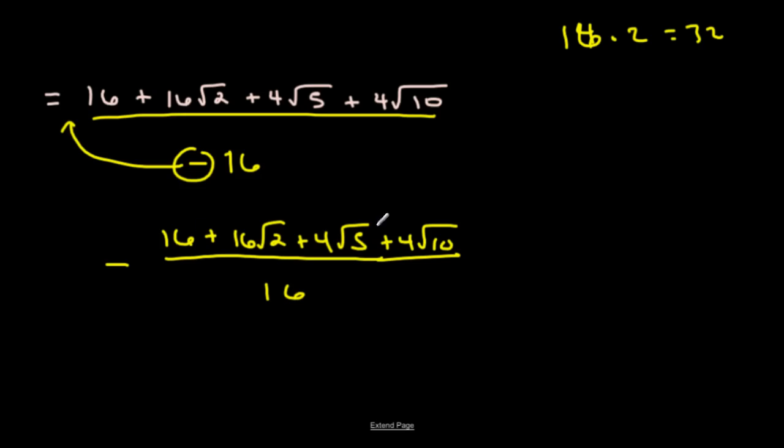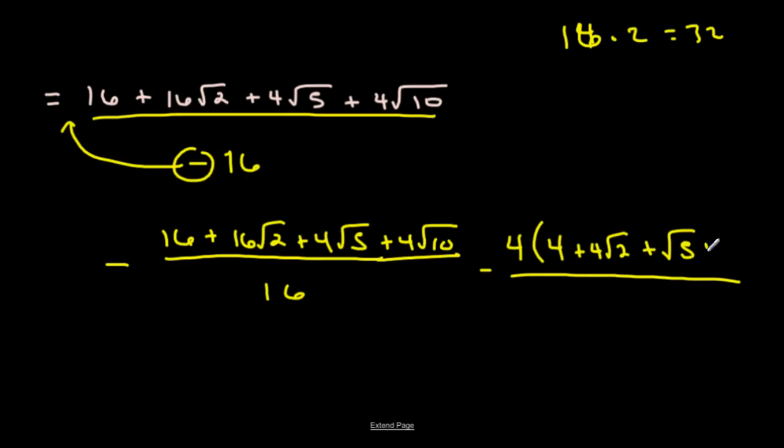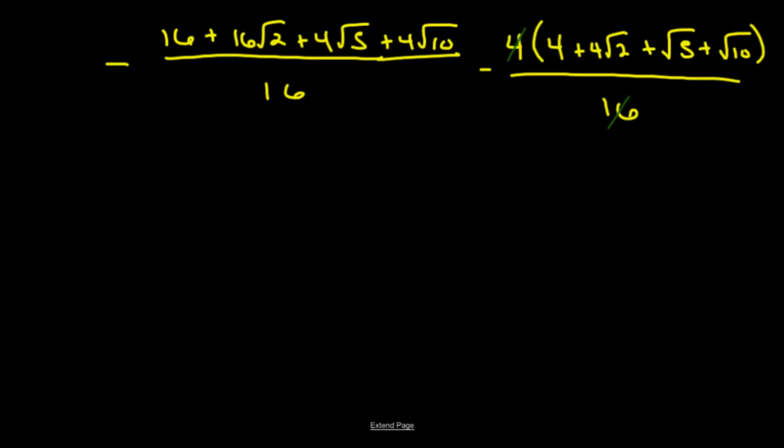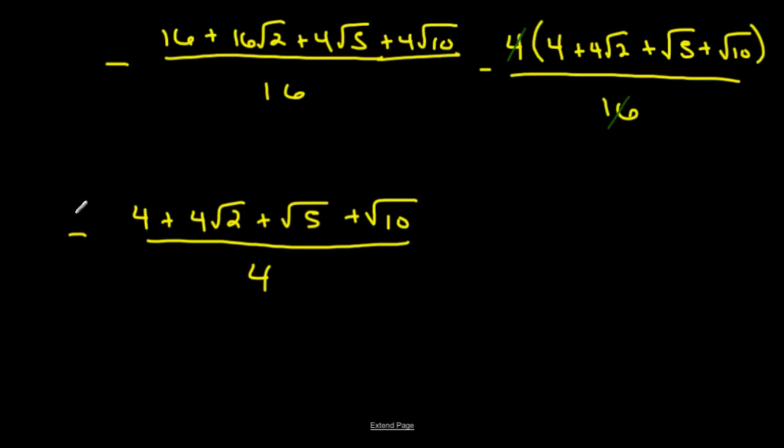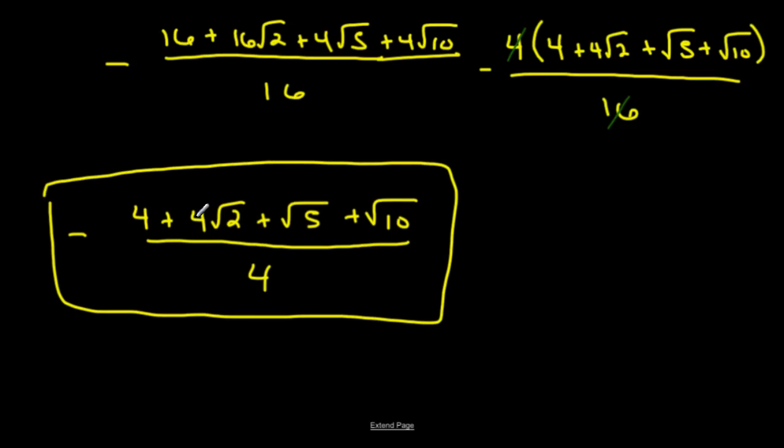So our last step here, we can see that 16, 16, 4, and 4 all have a common factor of 4, so I could take that out. So I'm left with negative 4 plus 4 radical 2 plus radical 5 plus radical 10, close it, over 16. My 4 and 16 simplify, so leaving me with a final answer of negative 4 plus 4 radical 2 plus radical 5 plus radical 10 all over 4 as your final answer simplified to its max.